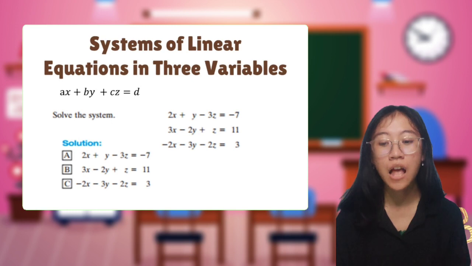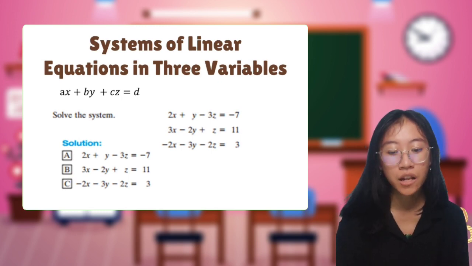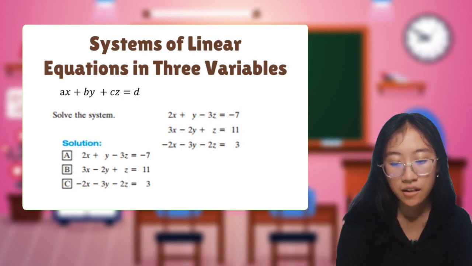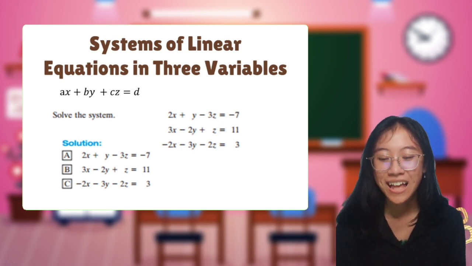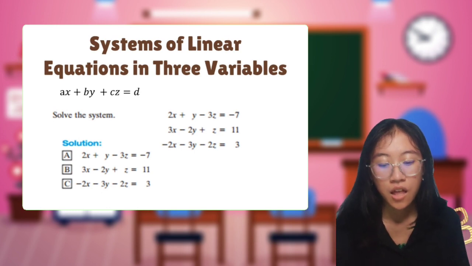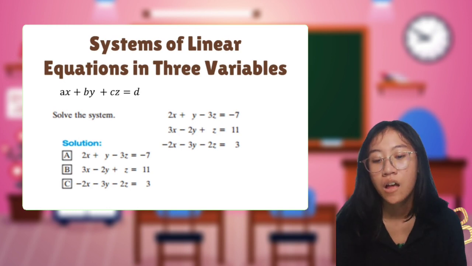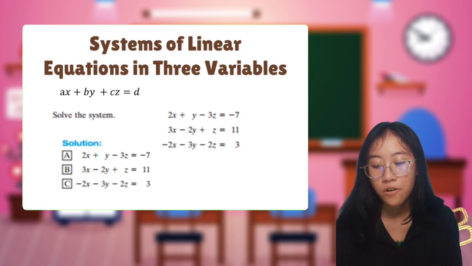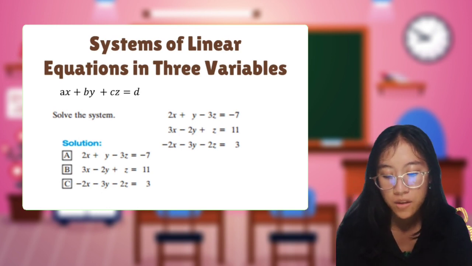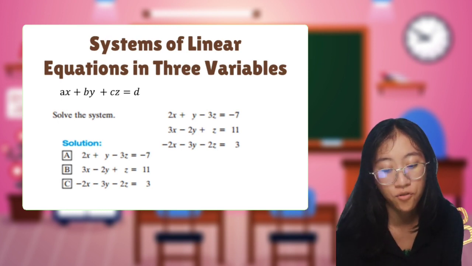For the examples, solve the systems 2x plus y minus 3z equals negative 7, 3x minus 2y plus z equals 11, and 2x minus 3y minus 2z equals 3. For the solutions, step 1. The questions are already in standard form.